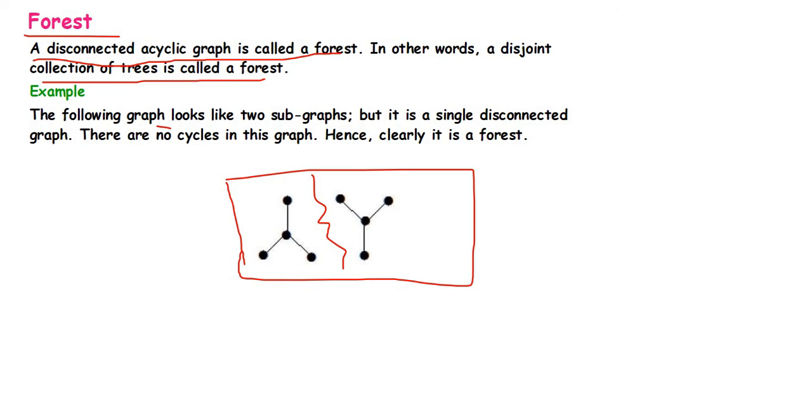So the following graph looks like two subgraphs, but it's a single disconnected graph. There are no cycles, hence it's clearly a forest, which means any group or collection of trees is said to be a forest.